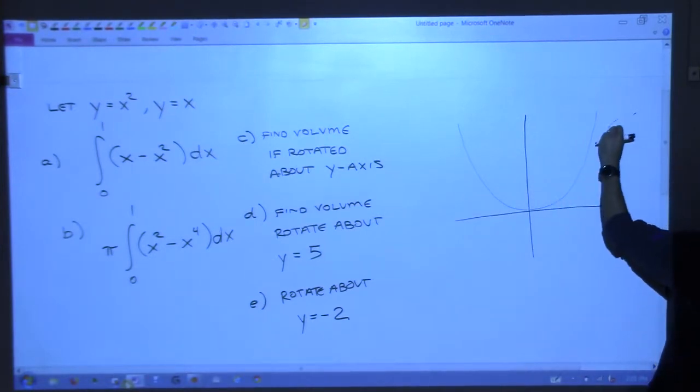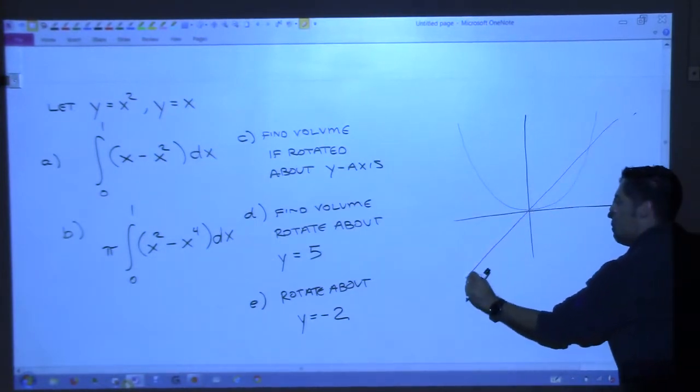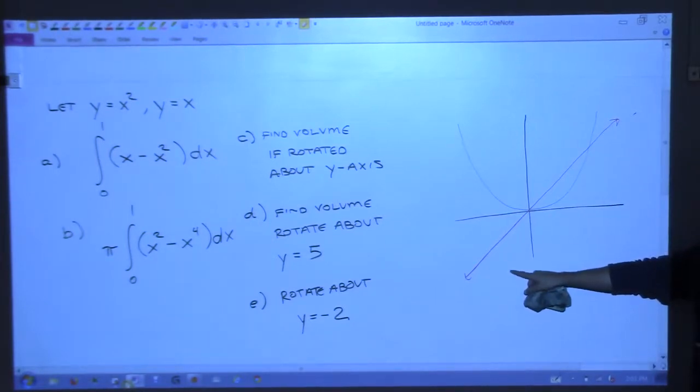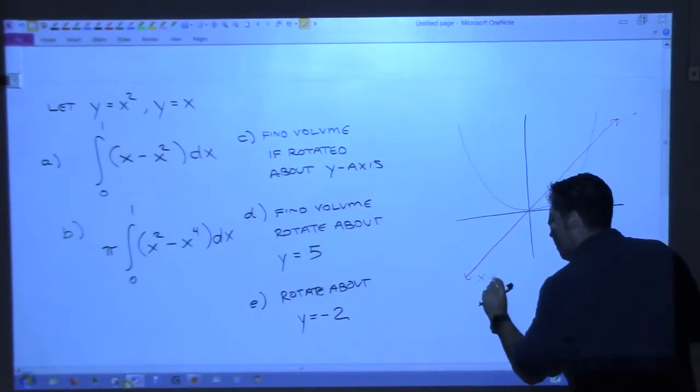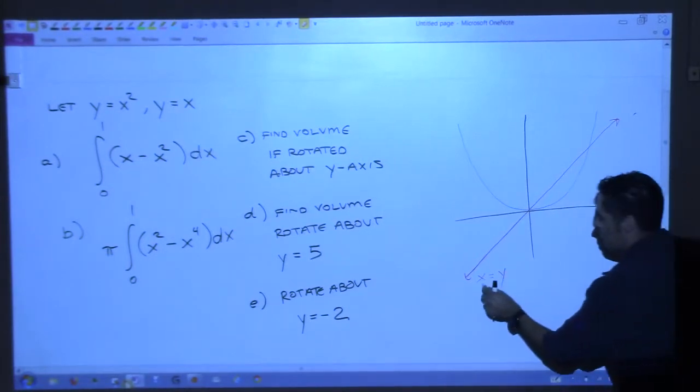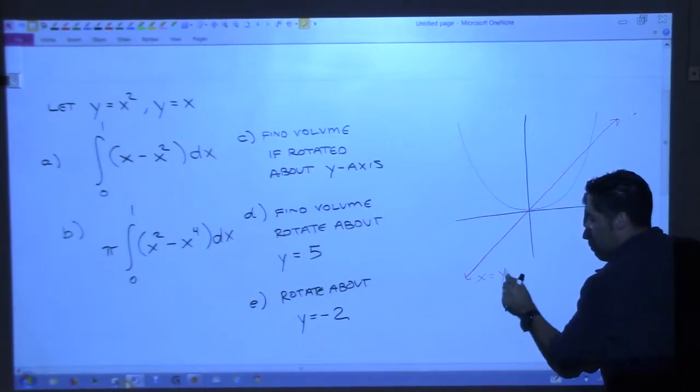Okay, let's start with the line because that's the easier one. Can you solve this equation, y equals x, for x? X equals y? Yeah, same thing, right? It's just backwards. X equals y. So this is a function of y now.